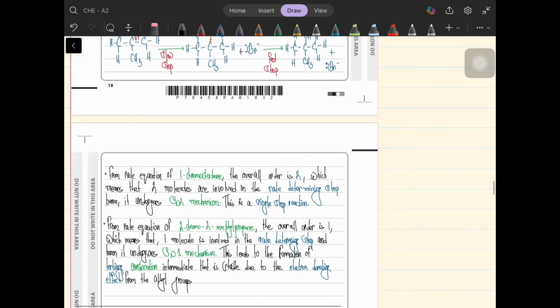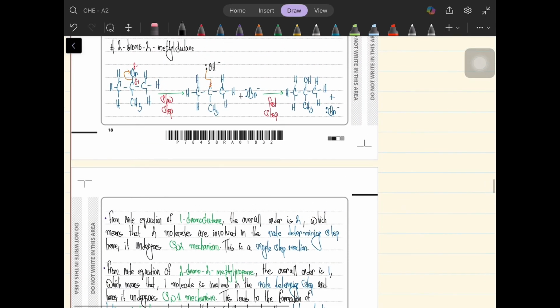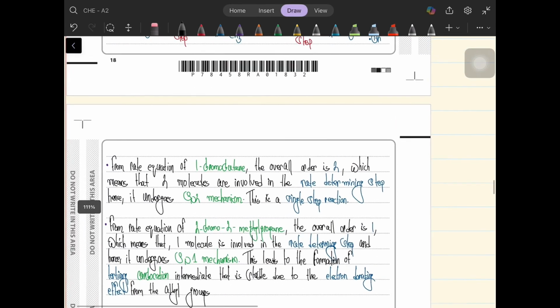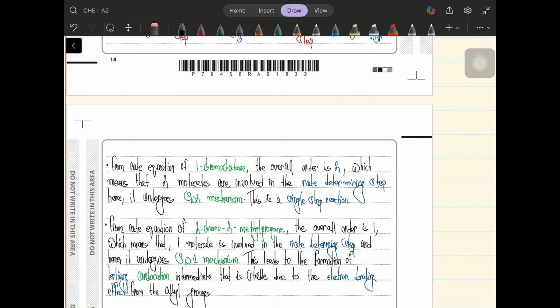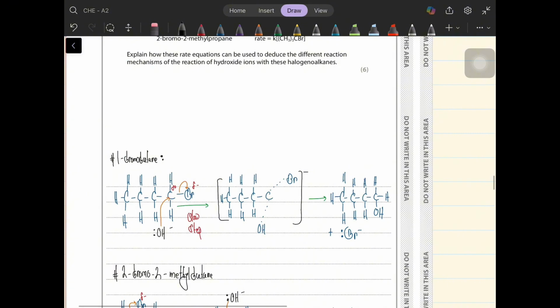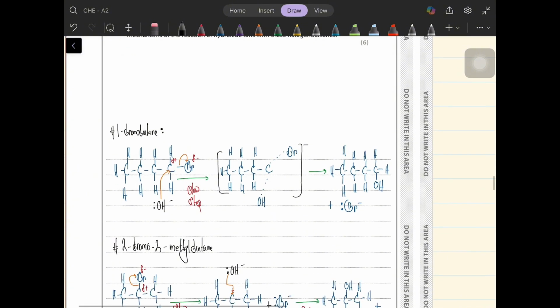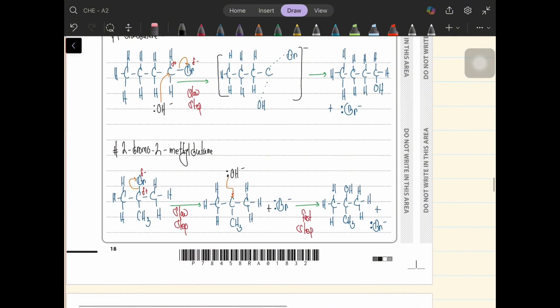From the rate equation of 1 bromobutane, the overall order is 2, which means that 2 molecules are involved in the rate determining step. Hence it undergoes SN2 mechanism. And also this is a single step reaction because there aren't multiple steps, whereas for 2 bromo 2 methyl butane there are 2 steps. One is a fast step and one is a slow step, right? So that is a 2-step reaction.